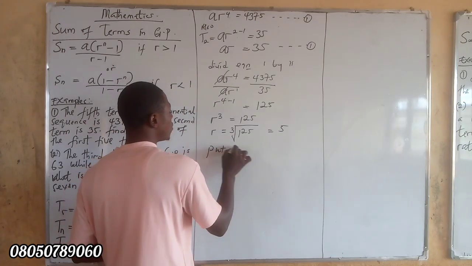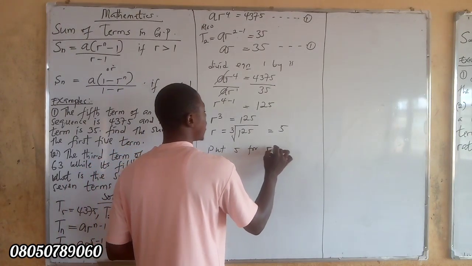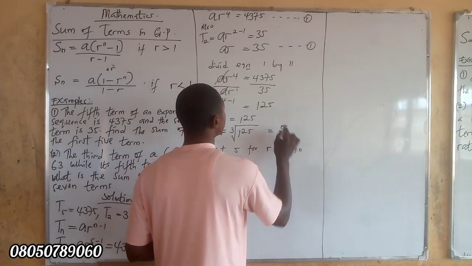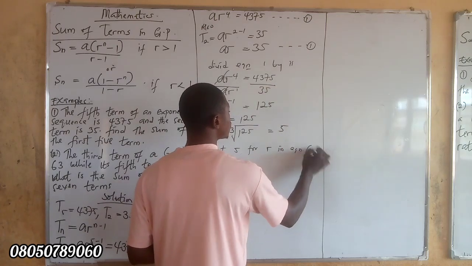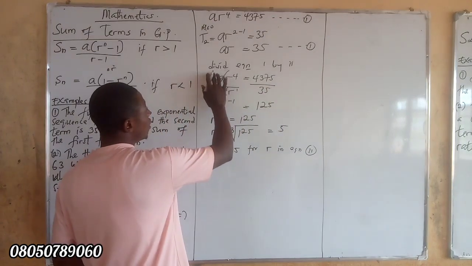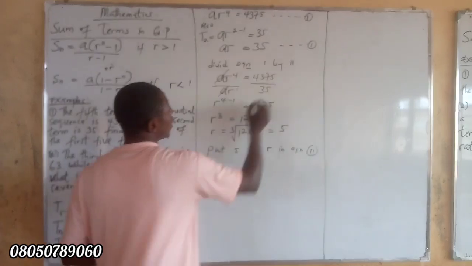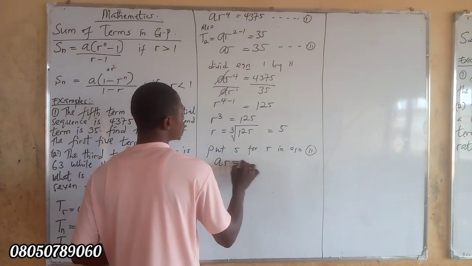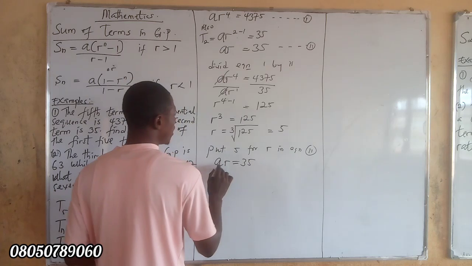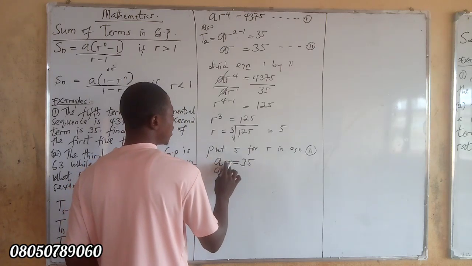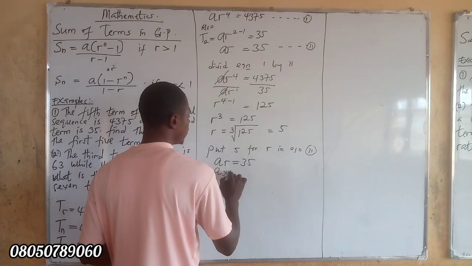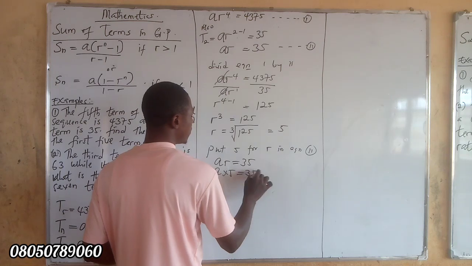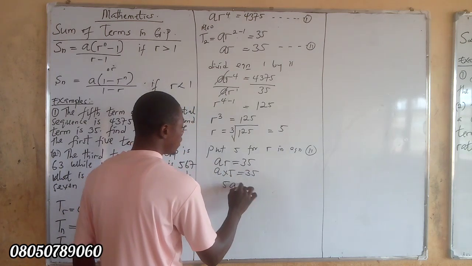So we put 5 for r in an equation. We can use equation 2. You can use any equation of your choice. So our equation 2 is ar equals 35. So A times our r, and we've gotten our r to be 5, which is going to be 35. So this is 5a equals 35.